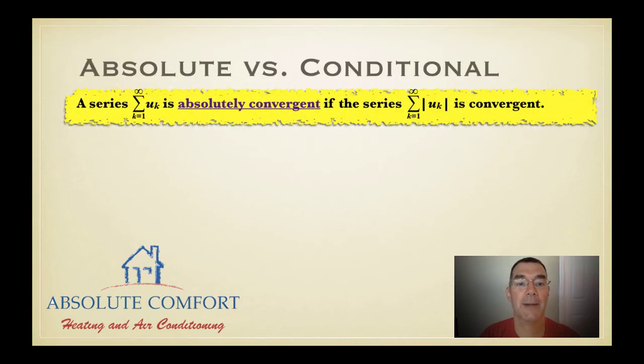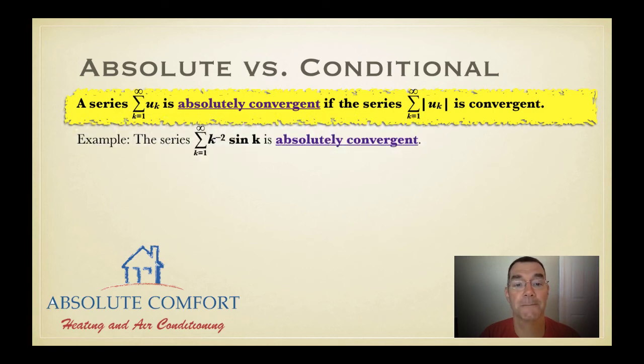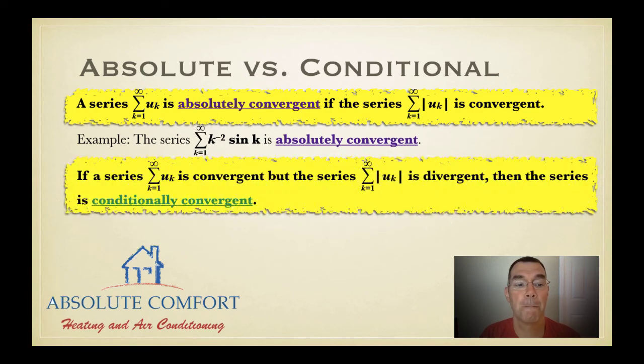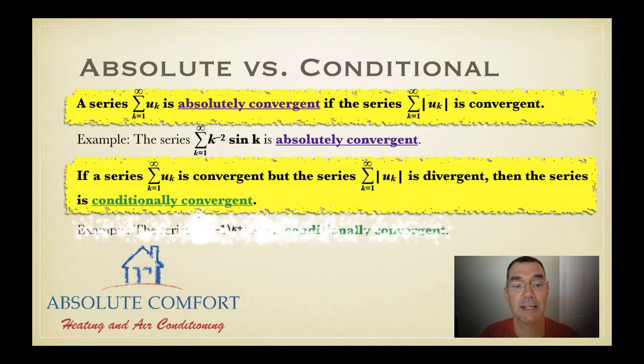Now I need to talk lastly about absolute versus conditional convergence. If I have a series and I want to know if it's convergent, well, if I know that the absolute value of that series is convergent, then the series itself is absolutely convergent. That is one that I talked about, because the absolute value of that is convergent, so the series itself is absolutely convergent. If a series is convergent but the absolute value is divergent, then the series is conditionally convergent.